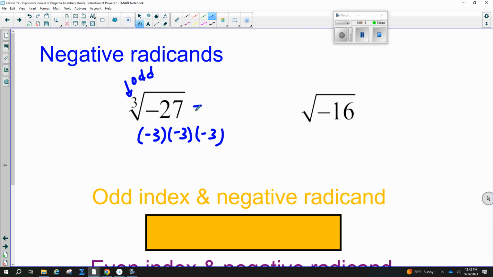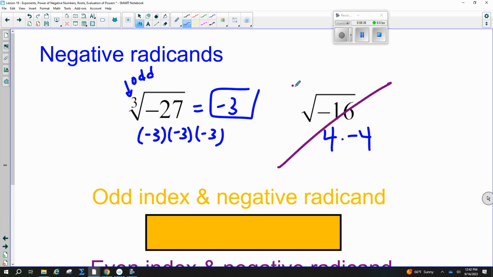Everybody agree? All right. Can I take the square root? This is square root of a negative number. No, because right here, this has to be 4 times negative 4, right? There's not 2 of the same number, so I cannot take a square root of a negative. We will get there in Algebra 2. These are called imaginary numbers. For now, you're just like, nope, no solution, cannot do, okay?